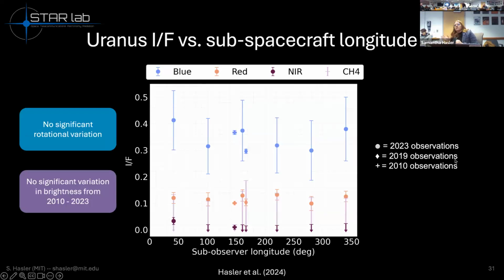I'm going to focus just on the Uranus results because we published those at the end of last year, and we're still working on the Neptune analysis right now. What you're looking at here is the reflectance as a function of the sub-observer longitude for New Horizons. The main takeaway is that in the red and blue filters, where we had our strongest detections, there was no statistically significant rotational variation. And because we have those extra data points from 2010 and 2019, we can also compare longer baselines, but we also did not see any statistically significant variation from 2010 to 2023.